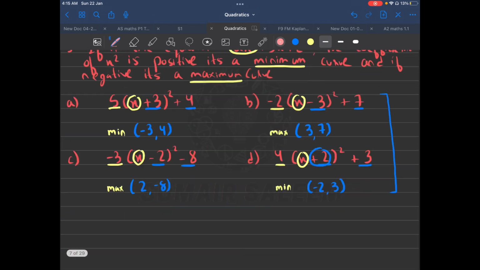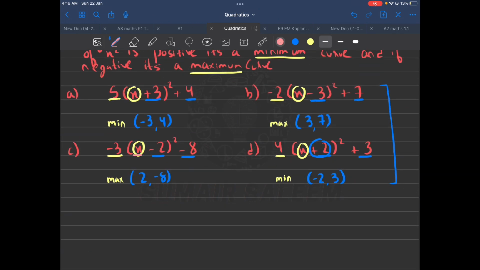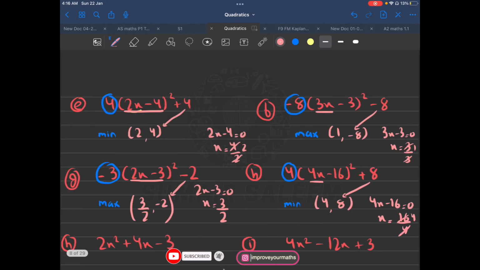So if there is no coefficient with x, what's my turning point? Minus h comma k. But if there is a coefficient with x, just equate this bracket to 0 and you're going to get the x value. But y will stay the same. Do you get this?